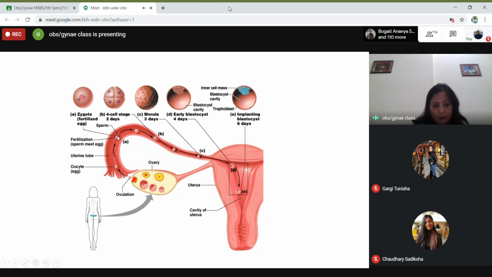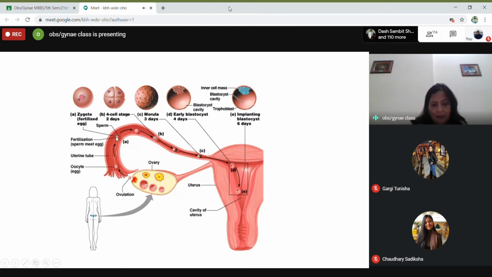ampullary region of the tube, if it meets the sperms, then fertilization occurs. As I already told, what happens during fertilization. So after fertilization, this one cell becomes 2 cells.